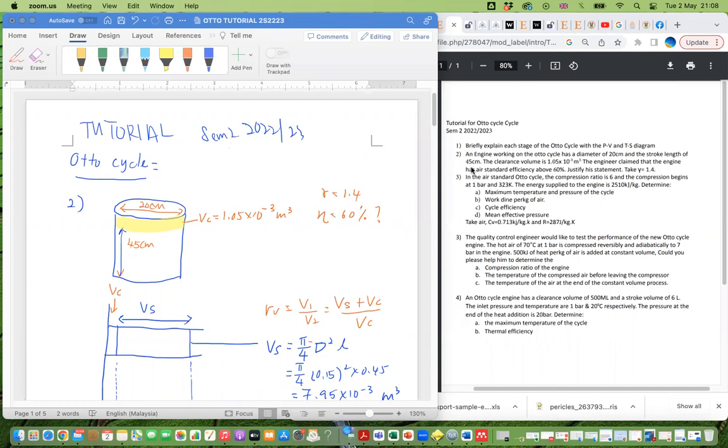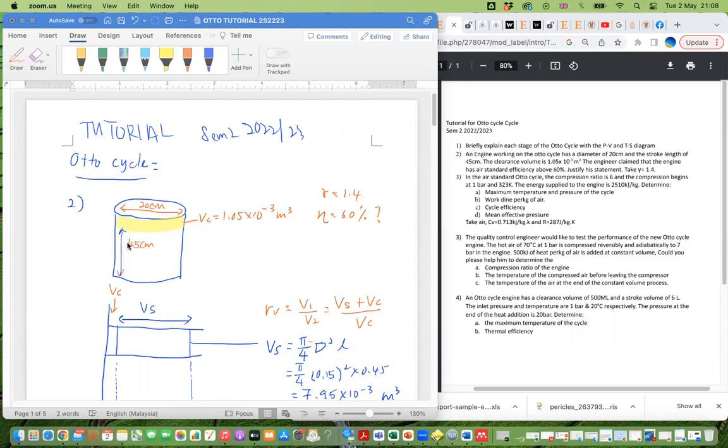Okay, so we move to question number 2. The question says the Otto cycle has a diameter of 20 centimeters and a stroke length of 45 centimeters. If you refer to the definition of stroke length, it's the distance the piston can move, okay? So it won't reach the clearance volume. The place that it could reach excludes the clearance volume, okay? So then I draw it out.